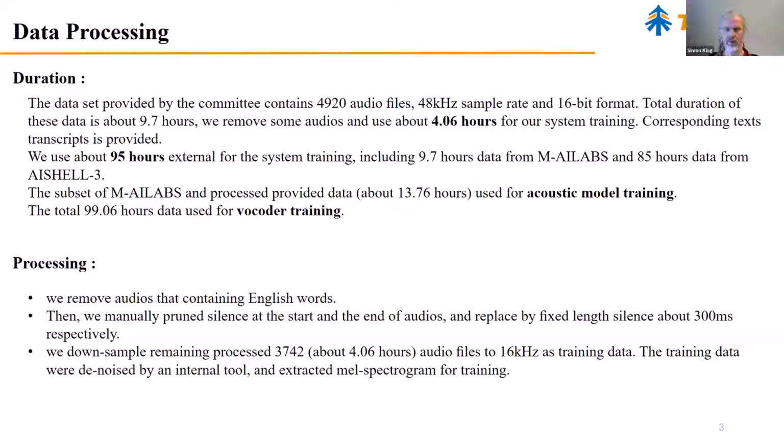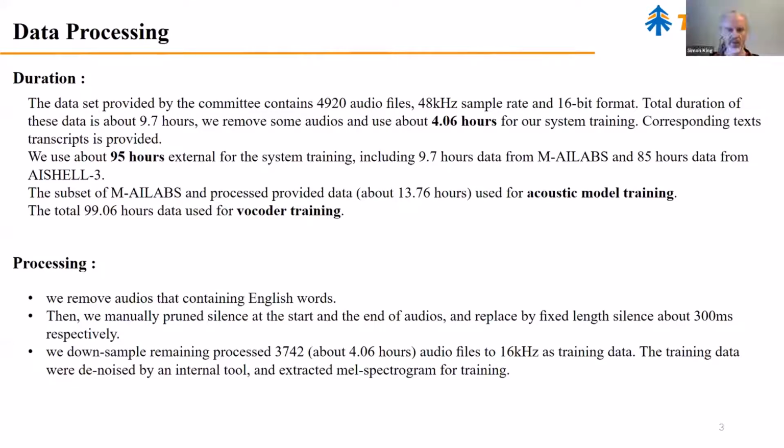And what was the method for denoising? It's just a very simple internal tool. But what's the method? Is it spectral subtraction or something more sophisticated? It seems like a signal processing based tool. It's provided by my partner, but I don't know more details of the tool.